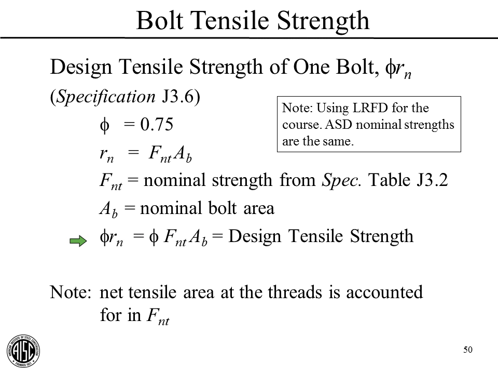Okay, so we know that the bolt will fail at the threads when it's loaded in tension, so how do we take into account the net tensile area? Well, we're not going to change this area here over and over again. That would be more difficult. Instead, what the specification has in it is that this net tensile area is embedded in F sub nt, and that just makes it easier during design.